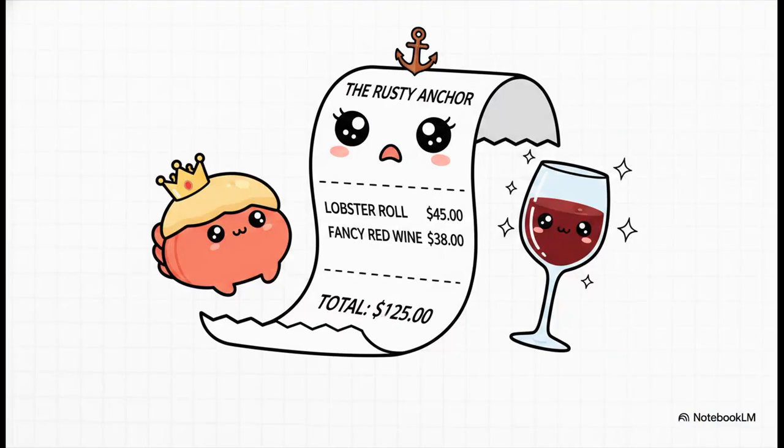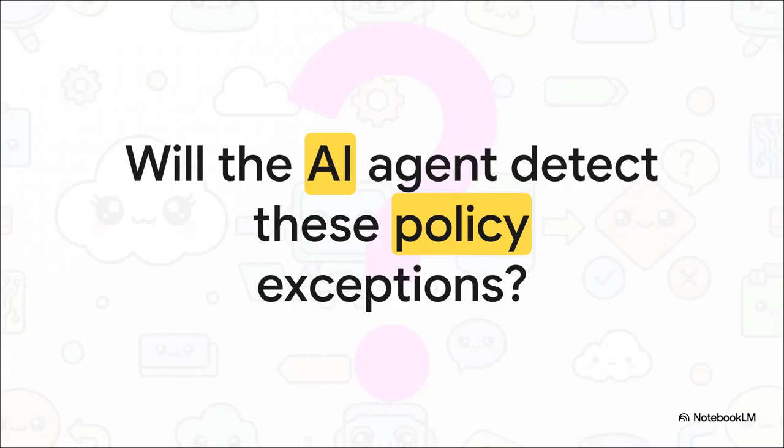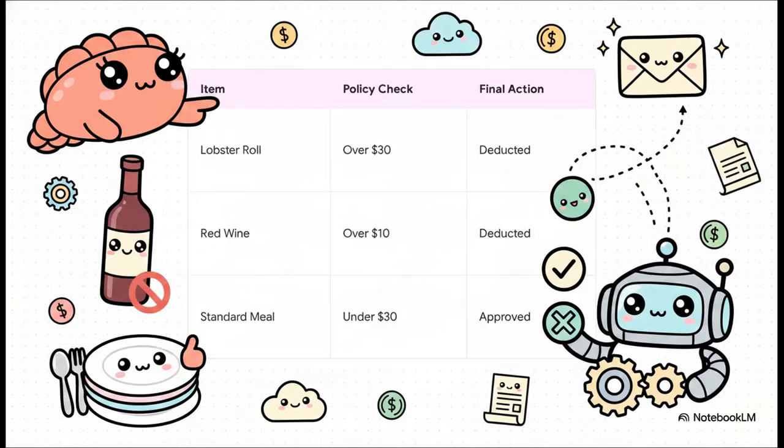But for our test, we're going to throw a curveball at our digital colleague. We upload a receipt from a restaurant called the Rusty Anchor. And on it, a pricey lobster roll way over the $30 limit, and a fancy glass of red wine that definitely blows past the $10 alcohol allowance. So, mini cliffhanger time. The file hits SharePoint, the workflow grabs the image, the agent starts processing. Will the AI actually catch these extravagant items automatically without any human stepping in to look at the receipt? The results hit our inbox and absolutely yes!